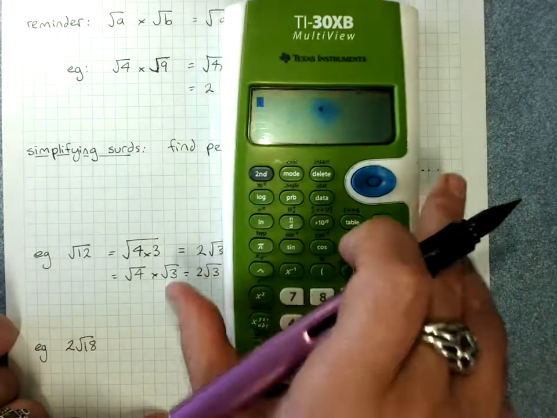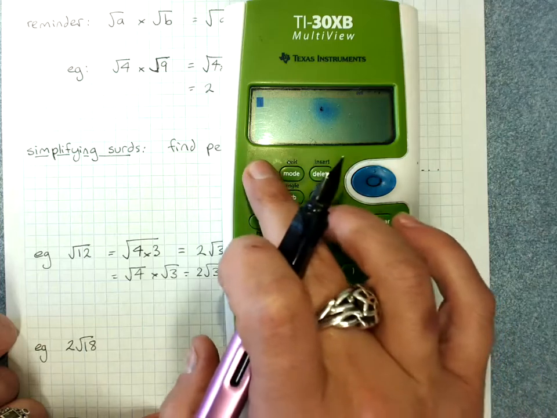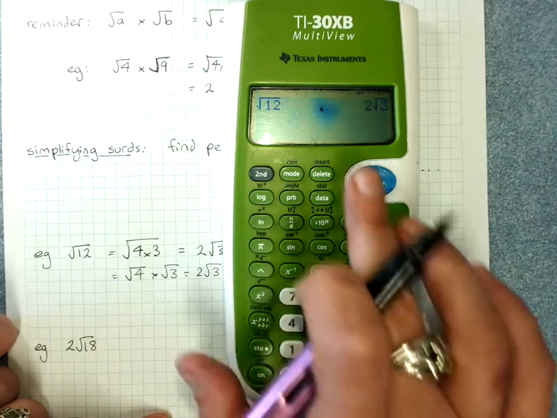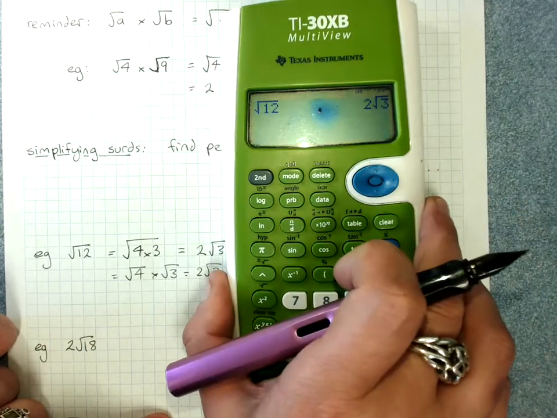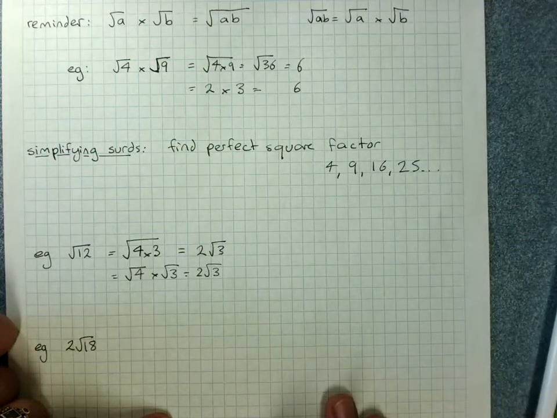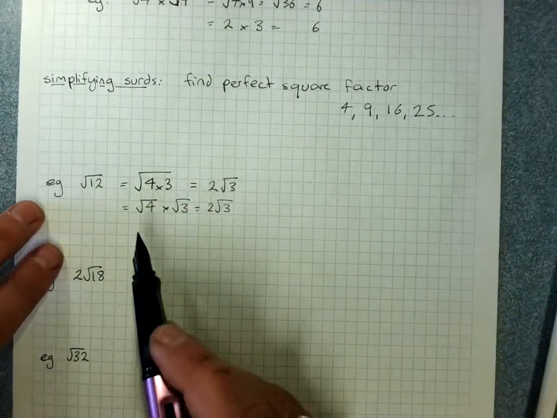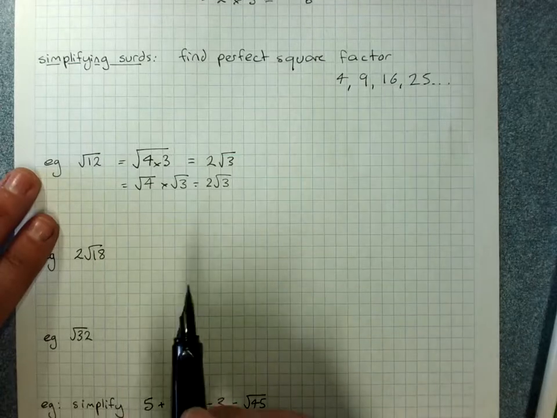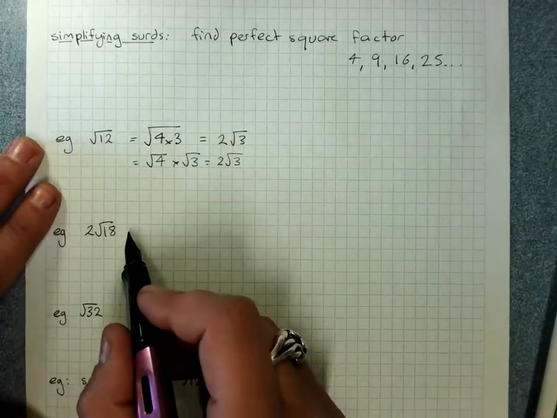Now your scientific calculators will do these. If you do the square root of 12, you'll get 2 root 3, and that's why I do need you to show working in an extension test. Otherwise, I assume you've just used your calculator. It's a good idea to use the calculator to check.